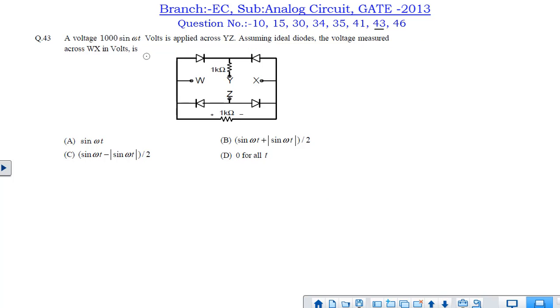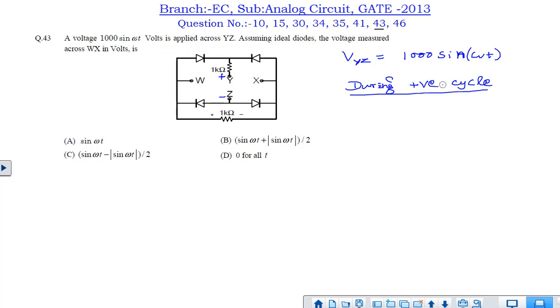Next question is question number 43. In this question, there are basically 4 diodes, and voltage is applied across this YZ terminal, and we have to find out what is the voltage across this WX terminal. So sinusoidal voltage is basically applied across YZ terminal. We will analyze the circuit for both positive half cycle and negative half cycle, and we will see what is the output voltage across WX. So VYZ is applied as 1000 sin omega t.